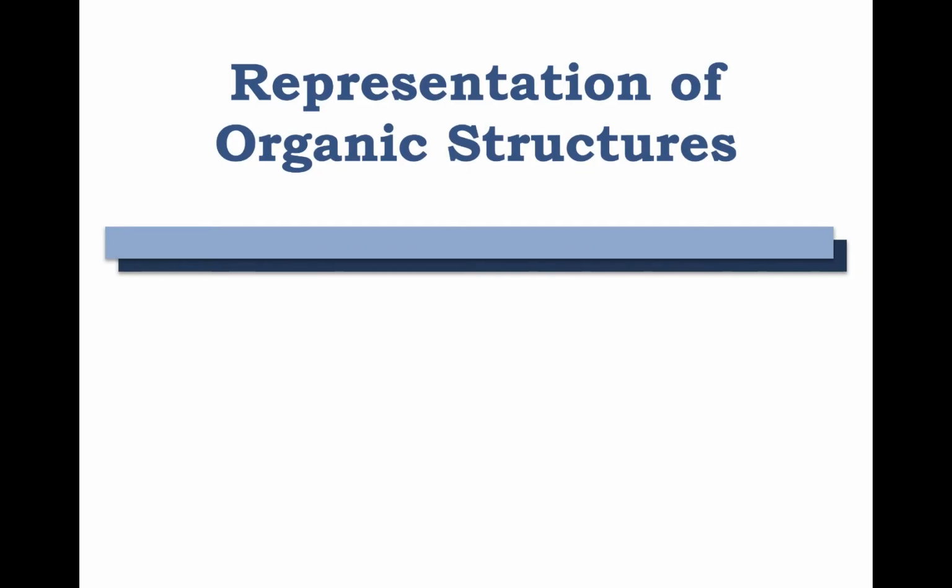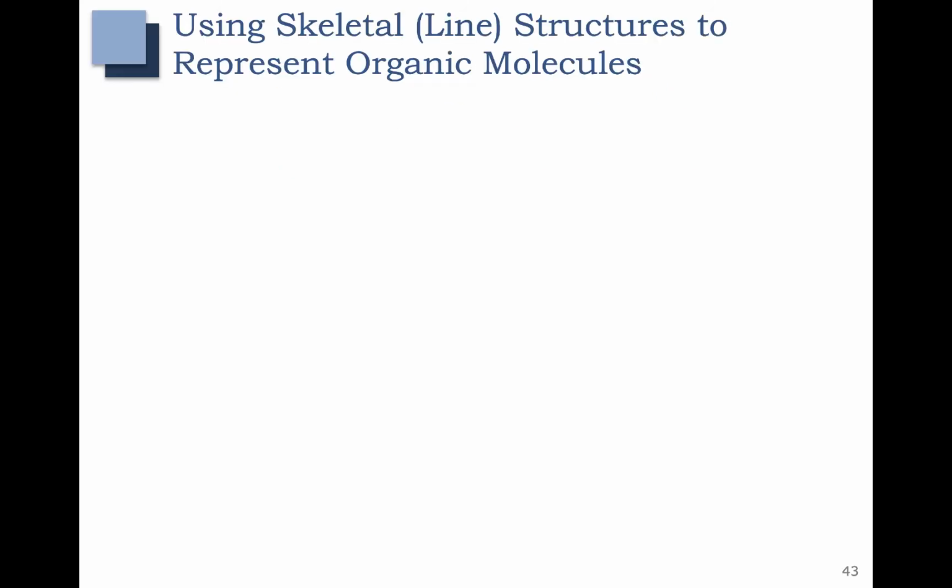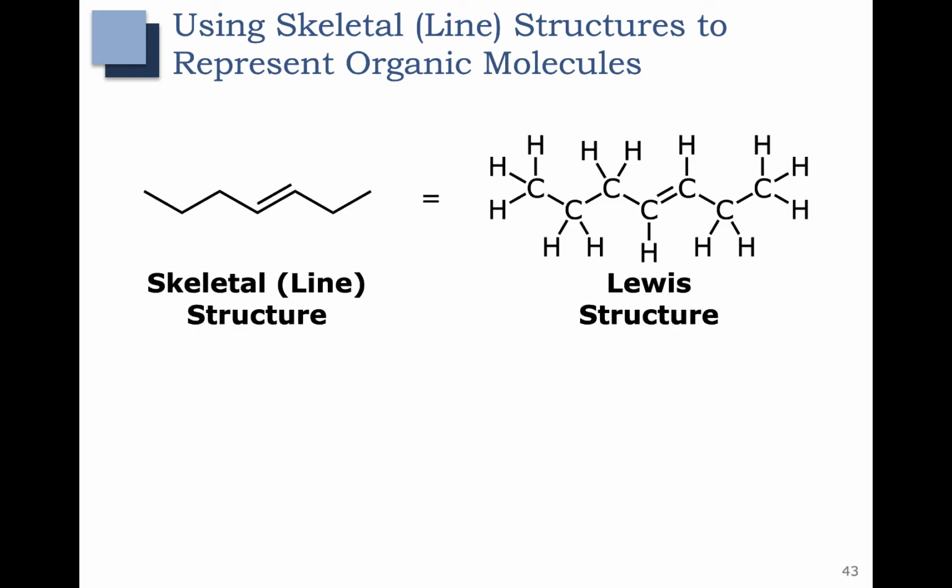In this video, we're going to talk about how we represent organic structures. Most typically, we use what's called skeletal structures or line structures to represent our organic molecules. An example of a skeletal or line structure is shown over here on the left. You can see the corresponding Lewis structure over on the right.